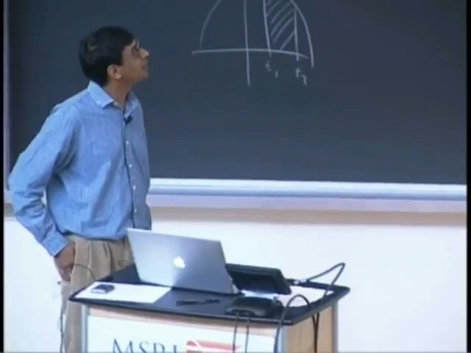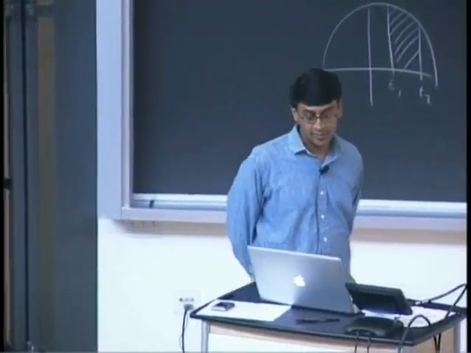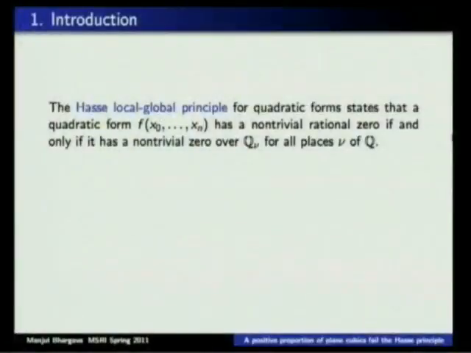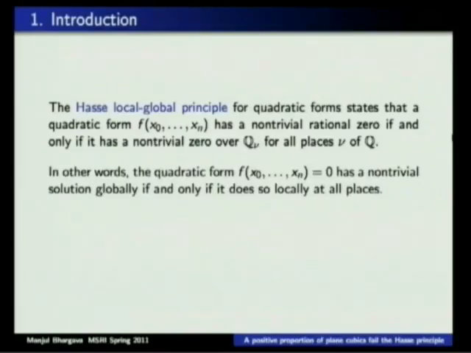So what I want to talk about is the Hasse principle for cubic forms. The Hasse principle for quadratic forms states that if you have a quadratic form f, it has a non-trivial rational zero if and only if it has a non-trivial zero over Q_v for all places v of Q. So it basically tells you that you have a non-trivial solution globally if and only if you do so locally.